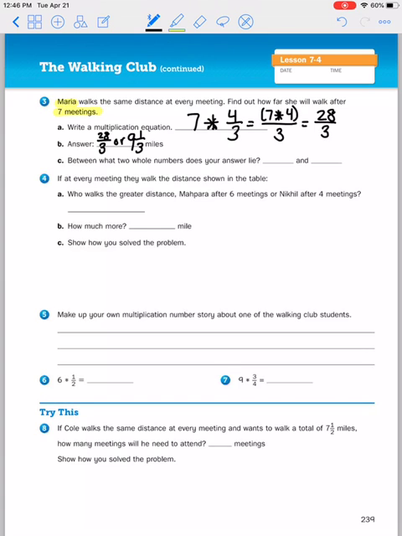So between what two whole numbers does our answer lie? Well, we know that it's greater than 9, but not as great as 10. So it's in between 9 and 10.